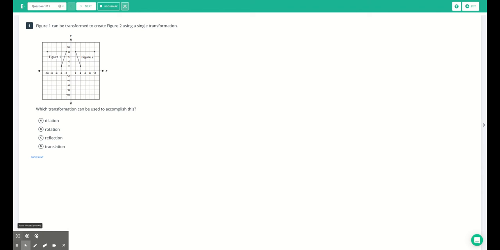Number one, figure one can be transformed to create figure two using a single transformation. This transformation would be a reflection, specifically across the y-axis. So the correct answer choice is C.